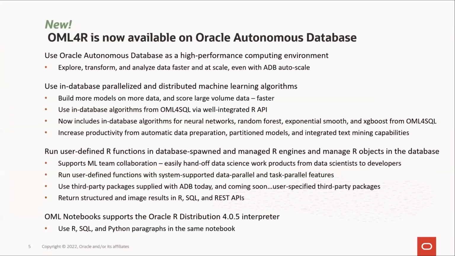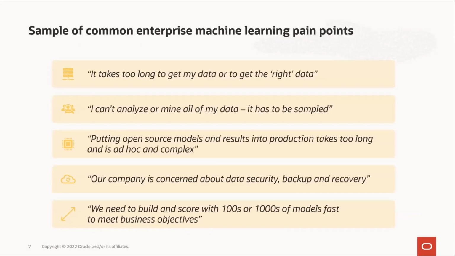Now, we're excited to announce that OML for R is now available on Autonomous Database. And combined with the SQL and Python APIs, the introduction of R further extends Autonomous Database as a platform for data science and machine learning. Users can now run R, SQL, and Python paragraphs in the same notebook, selecting the most appropriate language for a given task. So why is an R interface to work with database data important?